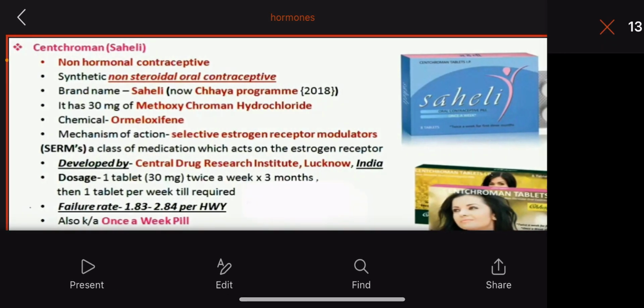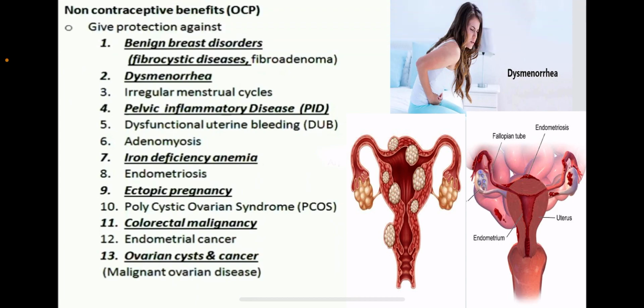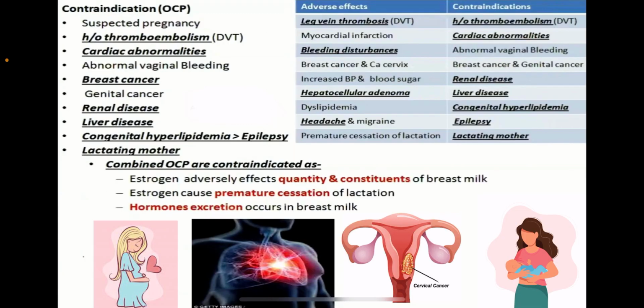Moving on. Next we have the non-contraceptive benefits. If they mention benign breast disorders, dysmenorrhea, PID, iron deficiency anemia, tick all of the above. It also prevents ectopic pregnancy, colorectal malignancy, ovarian cyst and cancer. So we should be very well aware of the non-contraceptive benefits.